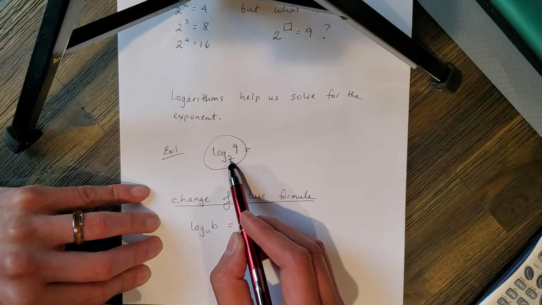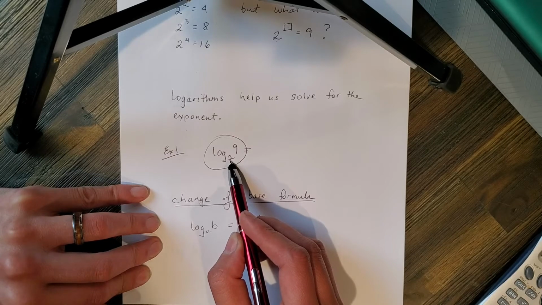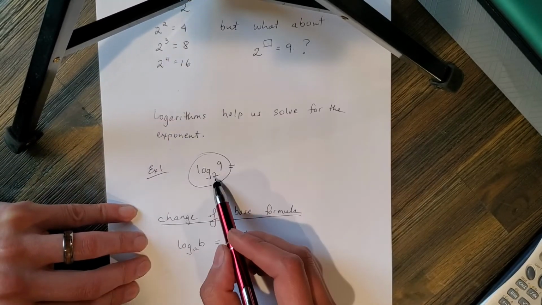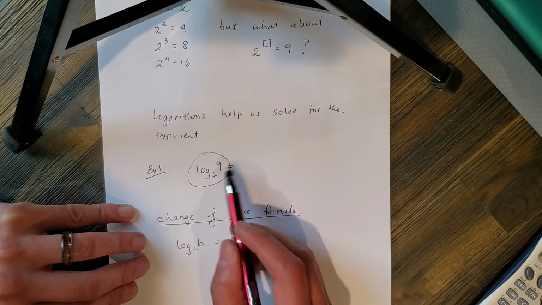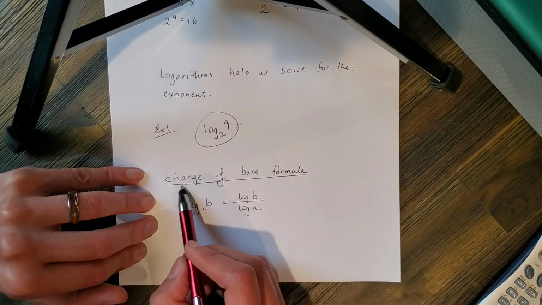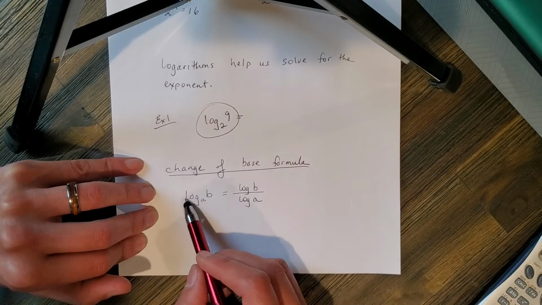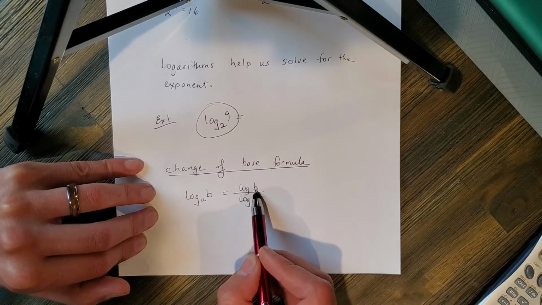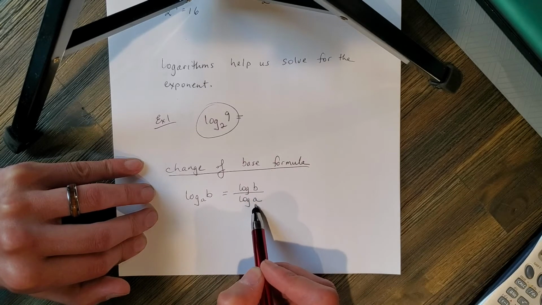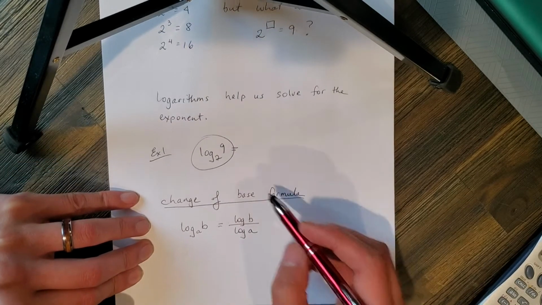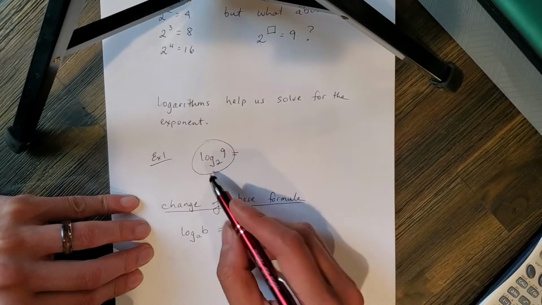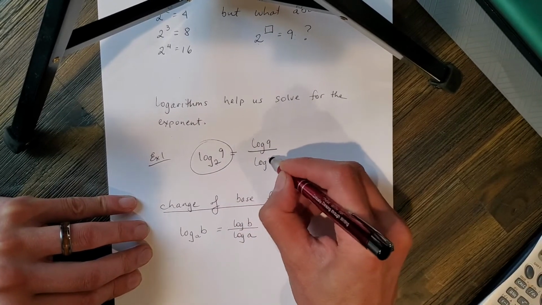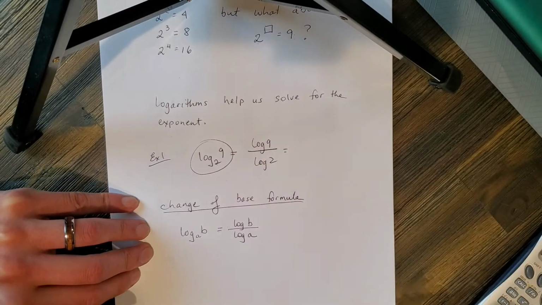But in this case, the base is indicated. That means it's 2. Why? Because it means 2 to some power is 9. So this is what that means. 2 to what power is 9? Okay? And so we use a change of base formula. Notice here, we have log base A of B is equal to log of B divided by log of A. So using this format here, I can rewrite this as log of 9 divided by log of 2. And it'll give us the exact answer.